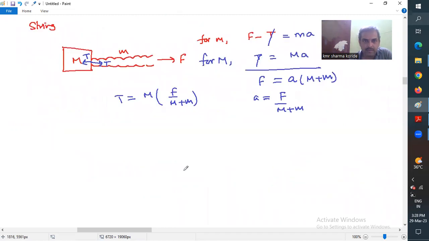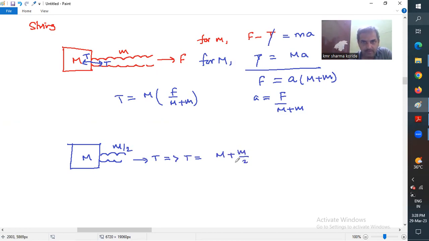Now moving to another case. In case of only half of the mass of the string is taken. Once again, this is the block of mass small m. If you consider the portion of half of the mass, it also moves only because of tension. So T is equal to M by 2 times a.